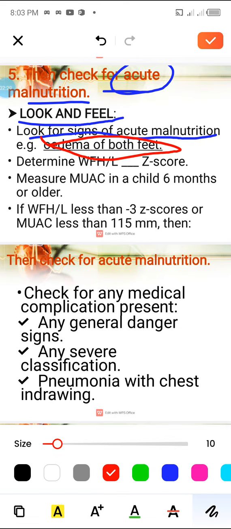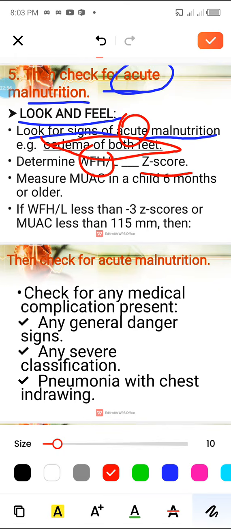Now, is this an emergency? Yes, it is an emergency because you're saying that there is acute malnutrition. The word acute tells us that this is an emergency. So there should be edema of both feet for you to say this is acute malnutrition. After that, what do you have to determine? You're going to determine weight for height or length under the Z score. That's what you're going to do.